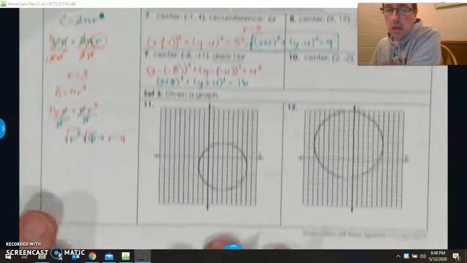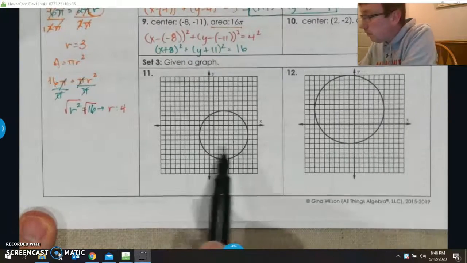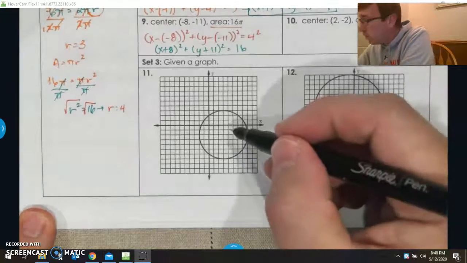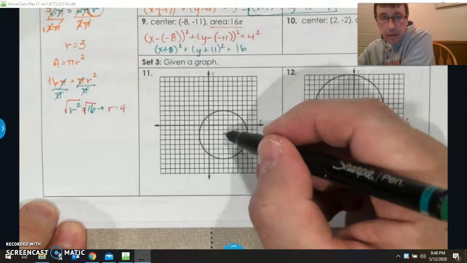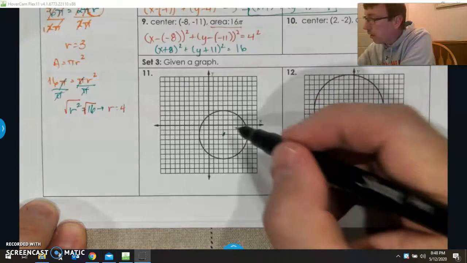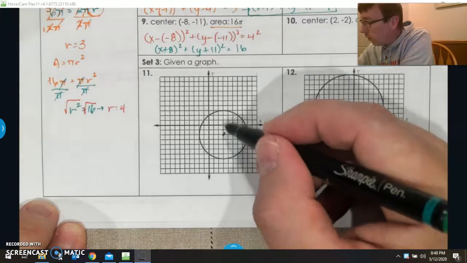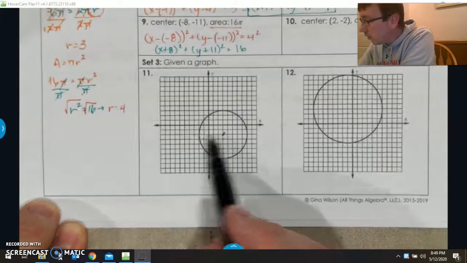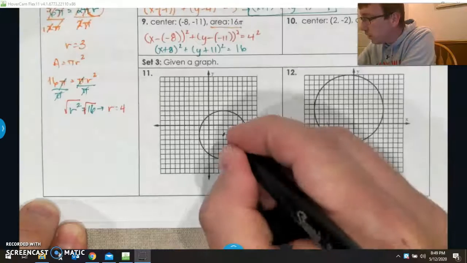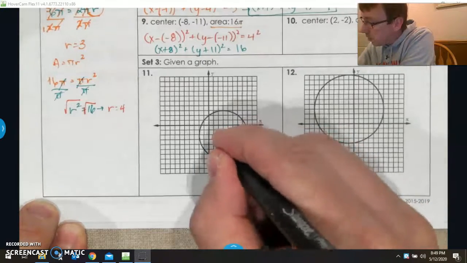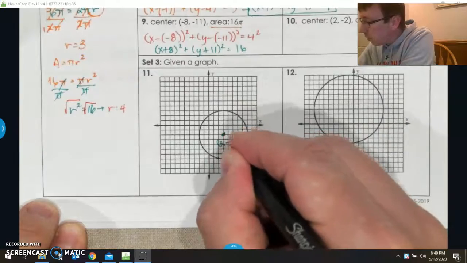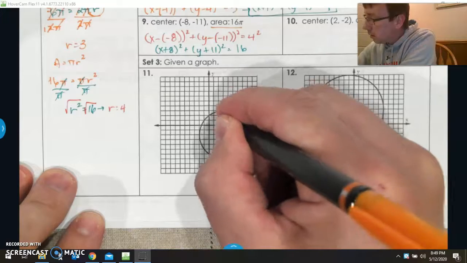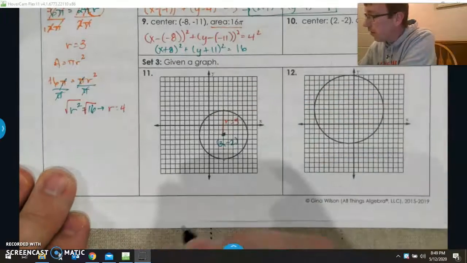Okay. Now let's take a look at number 11. If you look at this, we have to find the center. It almost looks like the center is about right there. So I go 1, 2, 3, 4, 5, and again 1, 2, 3, 4, 5 in each direction. So there's my center. My center is at 3, negative 2. Now if you notice, I counted the 5s, so my radius is 5.